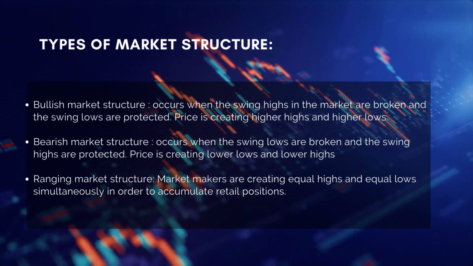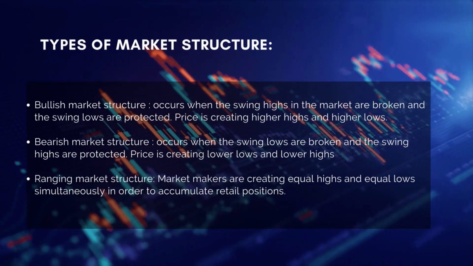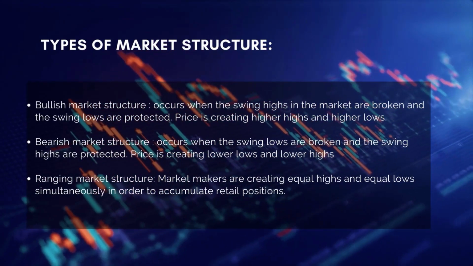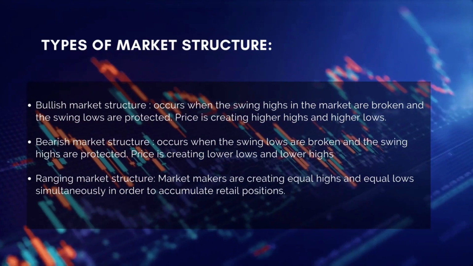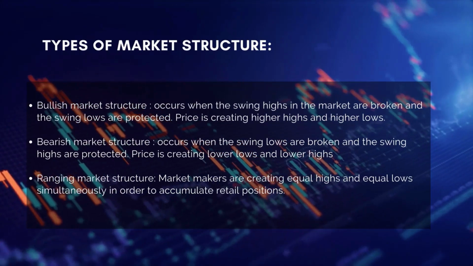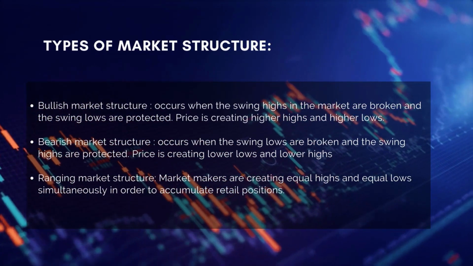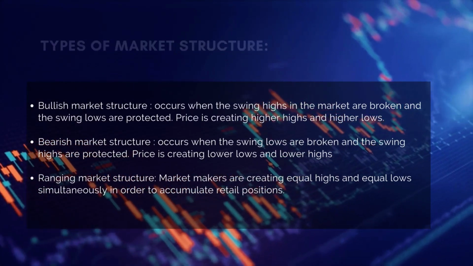The bearish structure is simply the opposite of bullish structure. The swing lows are broken and the swing highs are protected. Price is creating lower lows and lower highs. Finally, we have the ranging structure. Market makers are creating equal highs and equal lows simultaneously in order to accumulate retail positions.